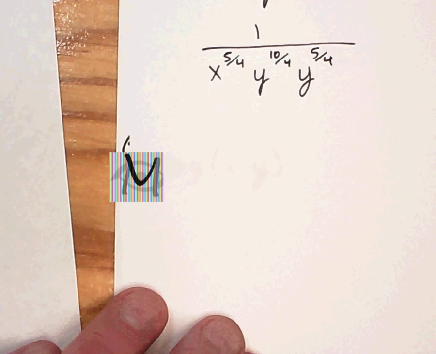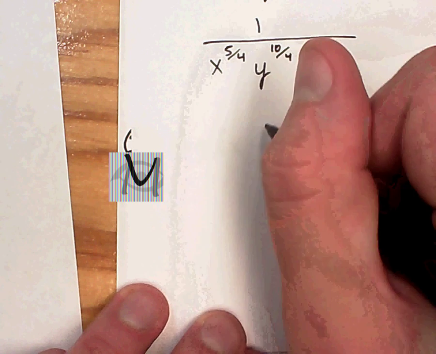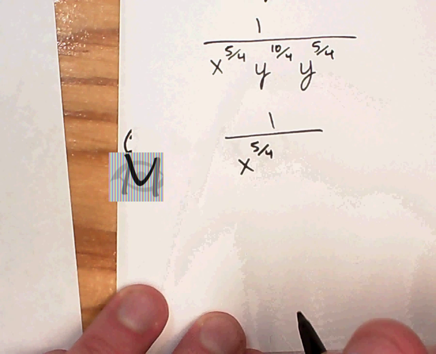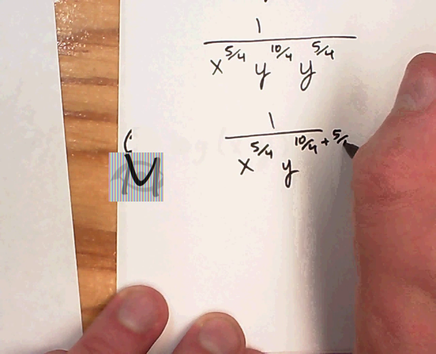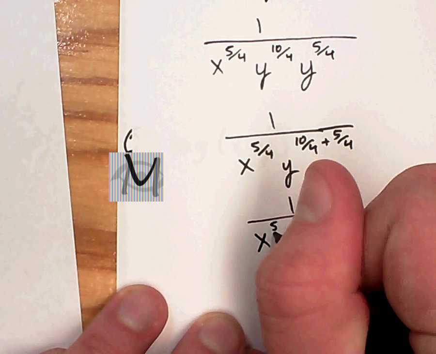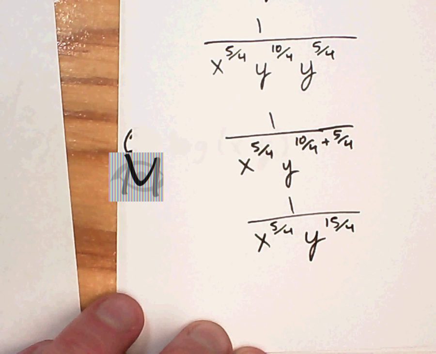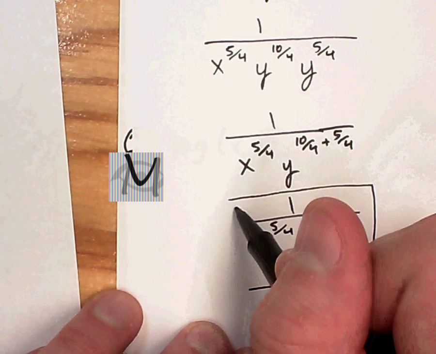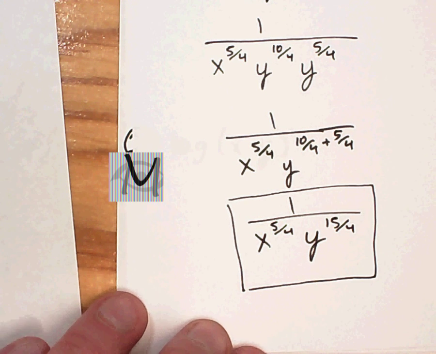All right, now we're at this step. To complete this step, we're going to add the y's here. Because their bases are being multiplied, that's x to the 5/4 power, and that'll be y to the 10/4 plus 5/4. And of course, 10 plus 5 is going to give you 15, so it's 1 over x to the 5/4, y to the 15/4. There are some other steps you could do here, but I want you to leave it in exponential form, not change it to radical form, and this would be the answer that you would see on a test. So this is the answer I'm looking for.